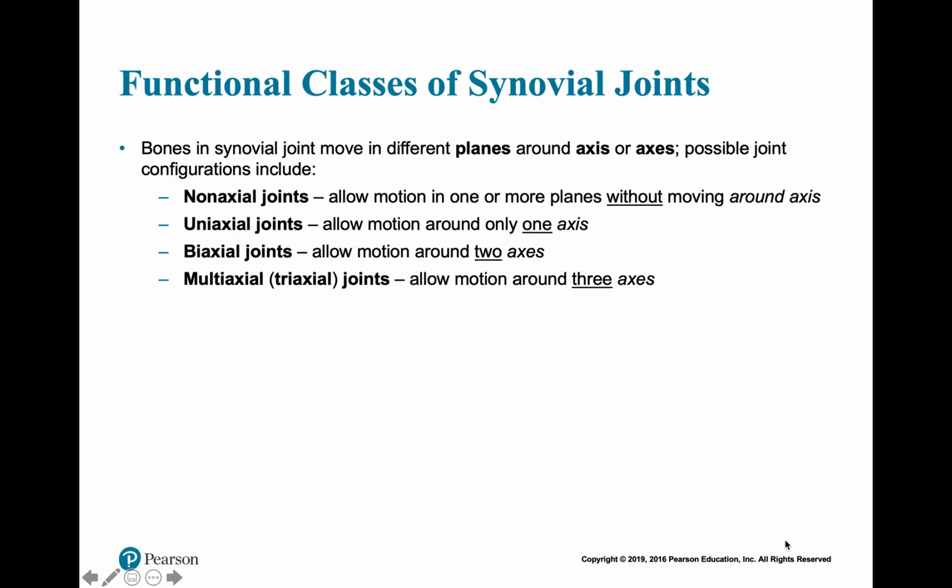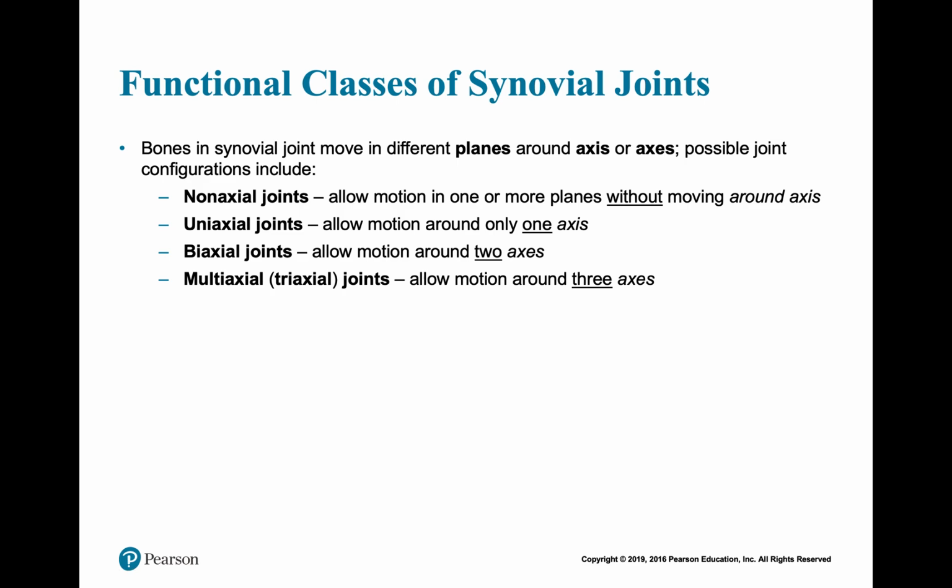There are 6 different types of synovial joints, and we can further classify them based on the types of movements that they allow, all right? So the movement that they allow within a plane or around particular axes. Here is some terminology, and I'll give you some examples of these. Bones and synovial joints can move in different planes or around an axis or multiple axes.